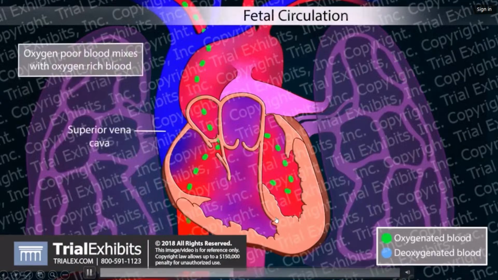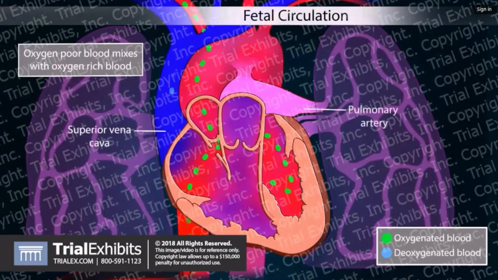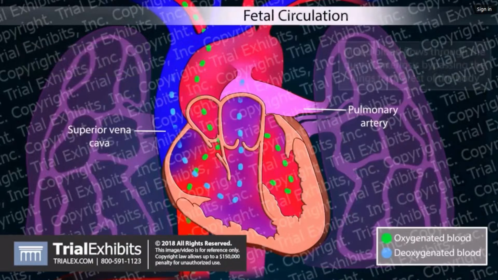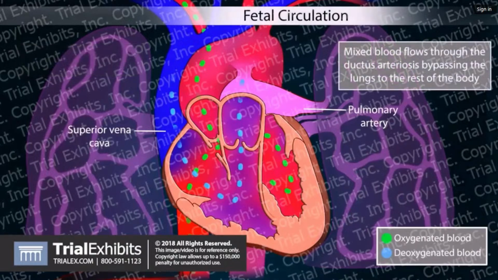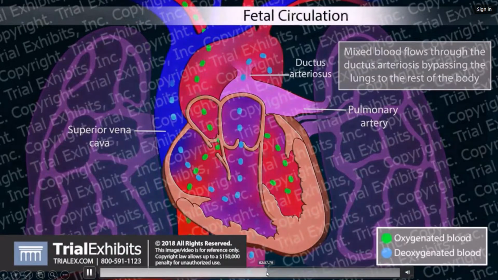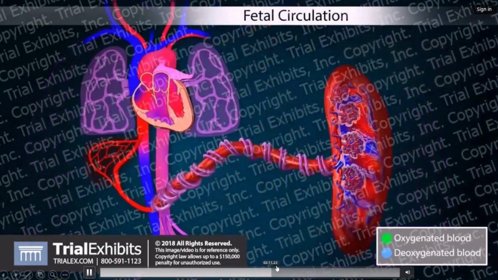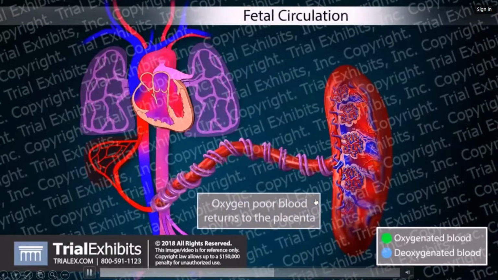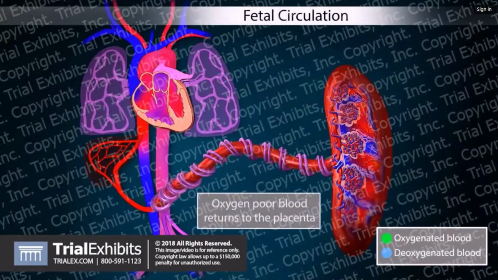From superior vena cava, blood comes in right atrium, and from right atrium, oxygenated blood bypasses through pulmonary artery and goes through ductus arteriosus, and it goes to aorta. And blood from aorta goes through descending aorta, and lower body receives the blood. Now, from descending aorta and ascending aorta, blood goes through umbilical artery and placenta receives the deoxygenated blood.